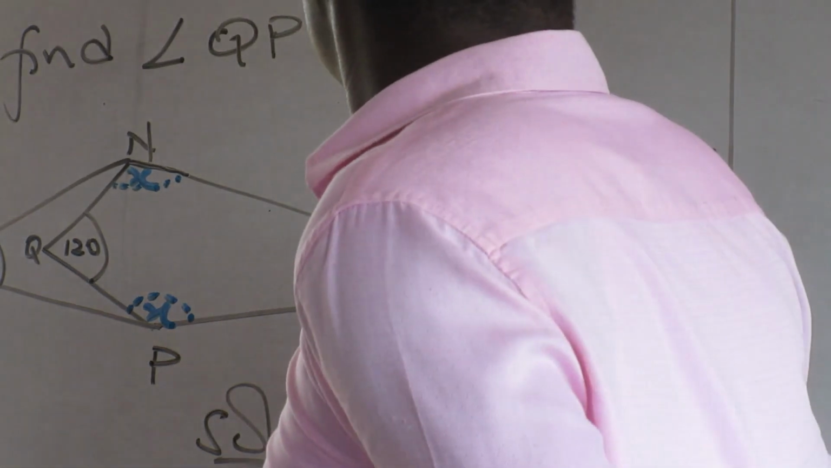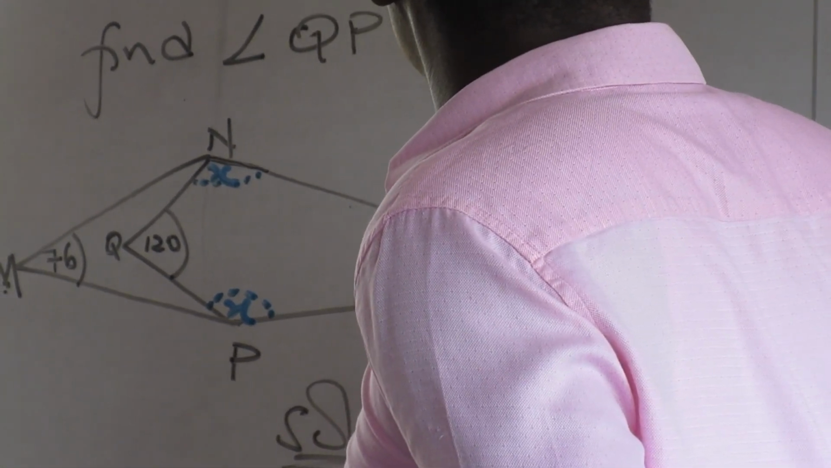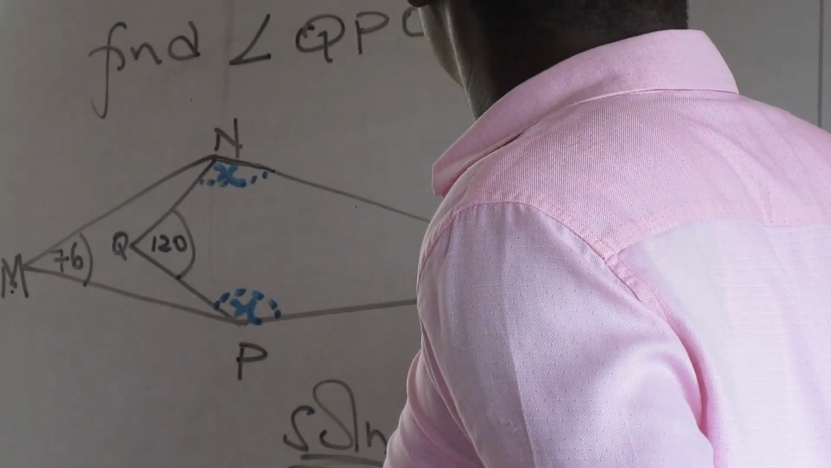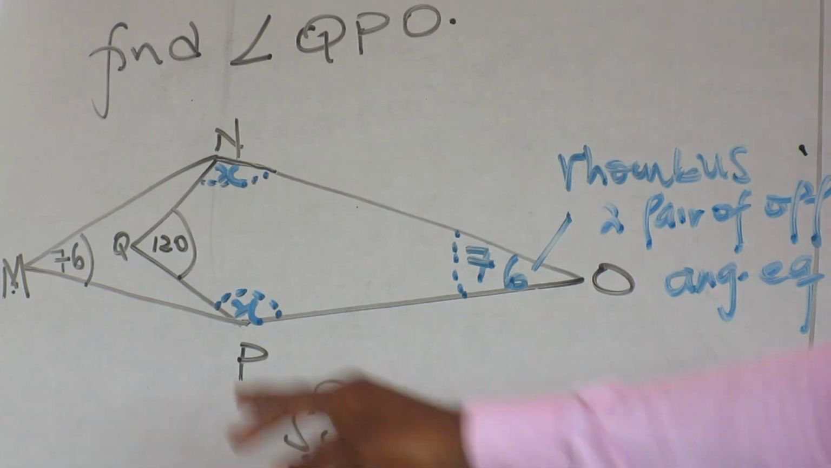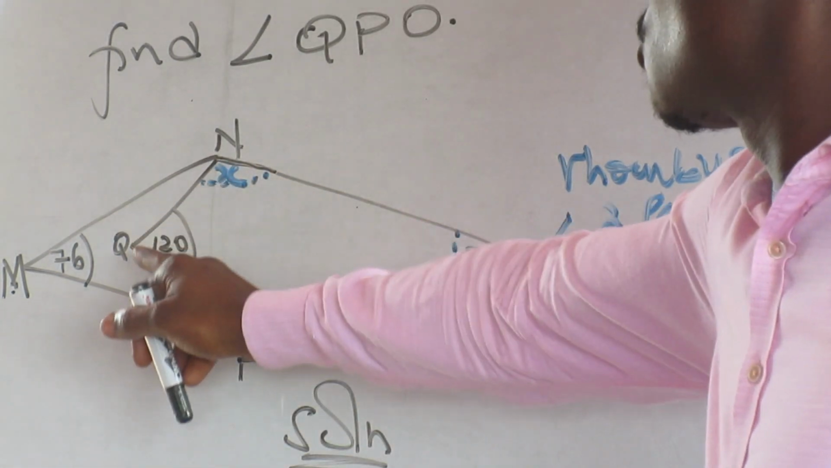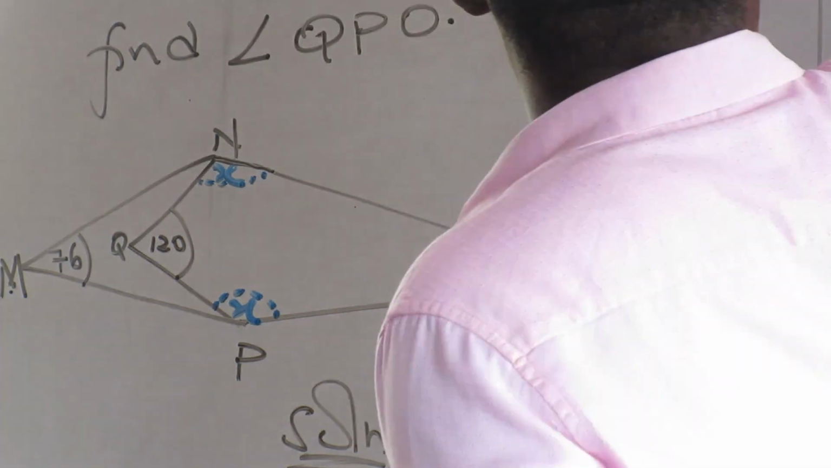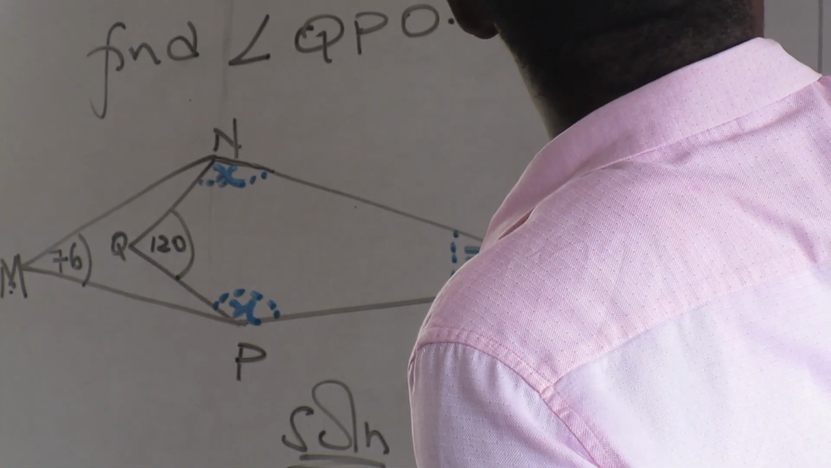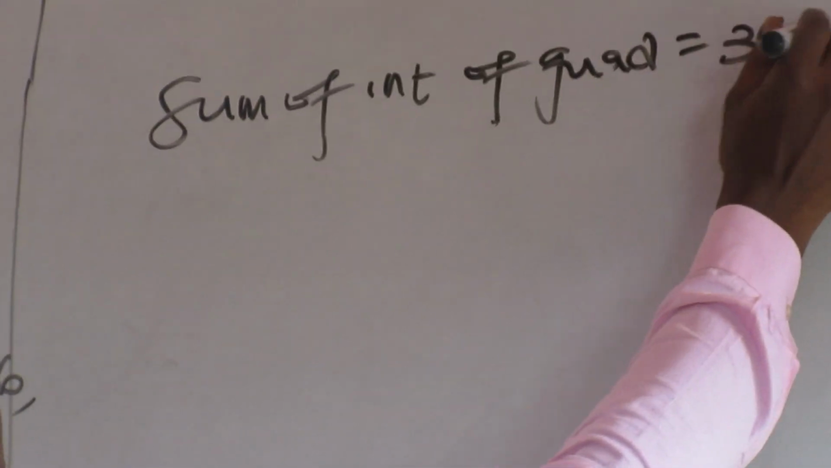Rhombus, opposite, two pairs of opposite angles equal. That's a rhombus, two pairs of opposite angles equal. So there is 1, 2, 3, 4. It has become a polygon, or what you call a quadrilateral, right? So what would I say? Sum of interior angles of the quadrilateral should give me 360.